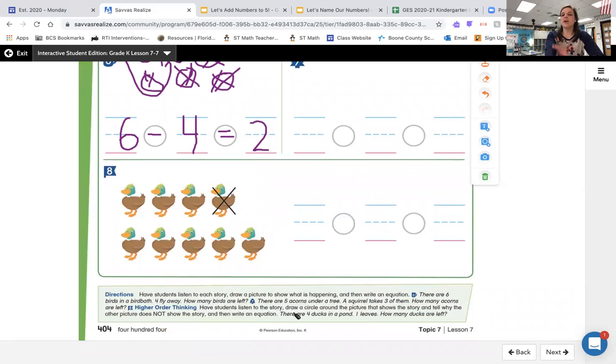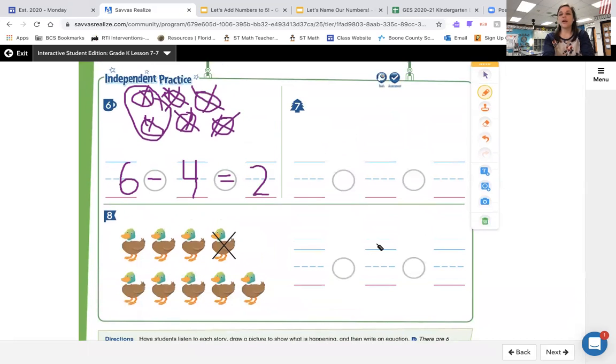All right, let's take a look at number 7. Number 7 says that there are 5 acorns under a tree. A squirrel takes off with 3 of them. How many acorns are left? Okay, so the squirrel has 5 acorns, then takes off with 3 of them, and now we need to figure out how many are left. What's the first step to this problem? We need to draw 5, the number he starts with.